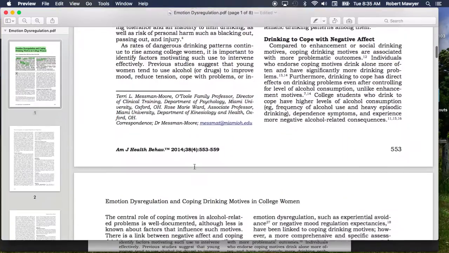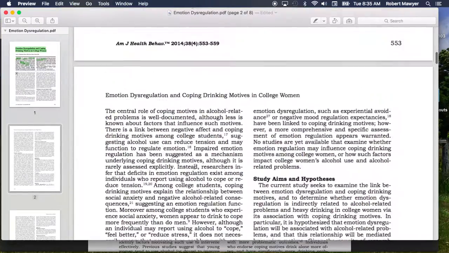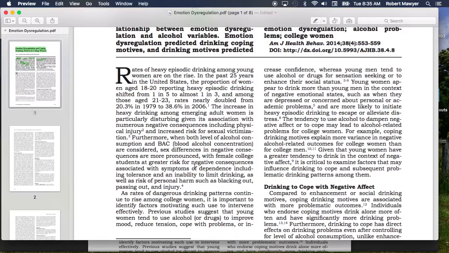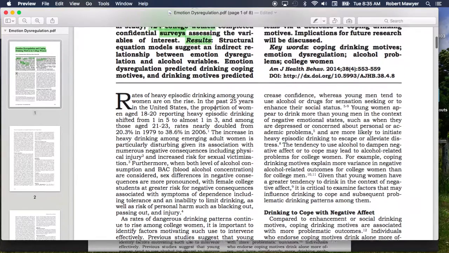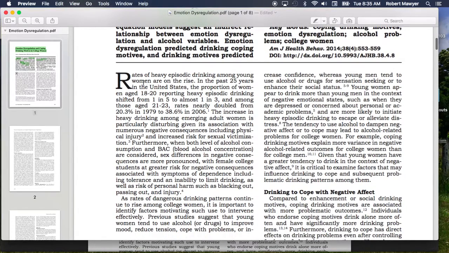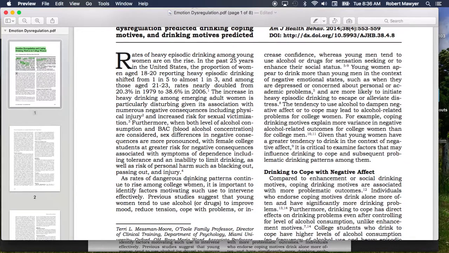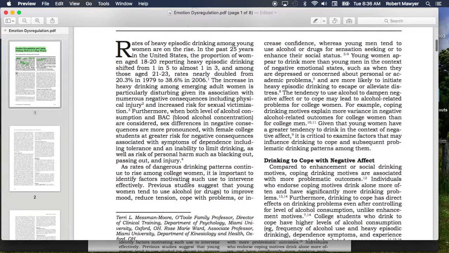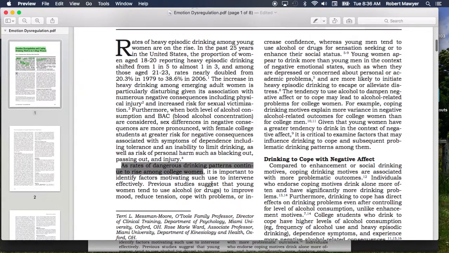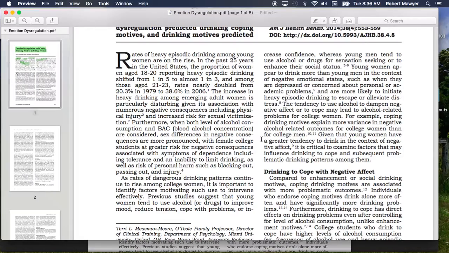So the beginning of the paper, as we talked about in class, it's going to be something like an introduction. There's going to be different sections in it, but here, the writers are going to set up some context. So we have some early paragraphs that are going to be just about what we know about drinking and its outcomes, the rise of dangerous drinking patterns among college women, a lot of just contextual information.